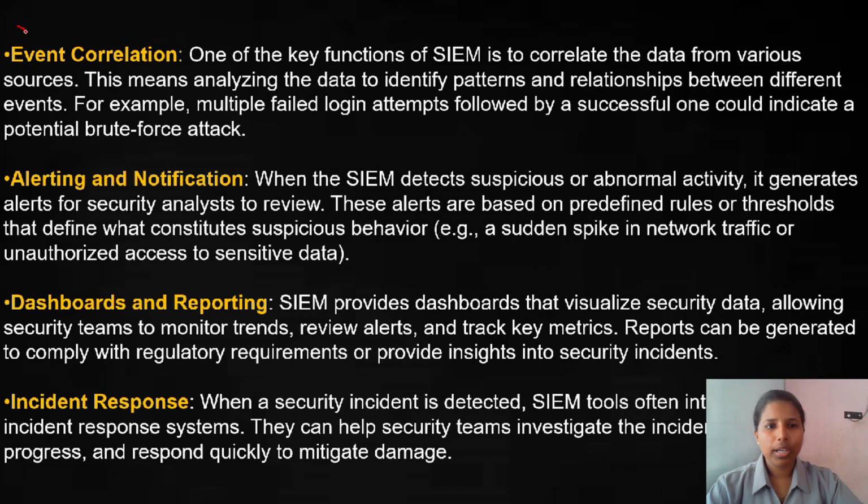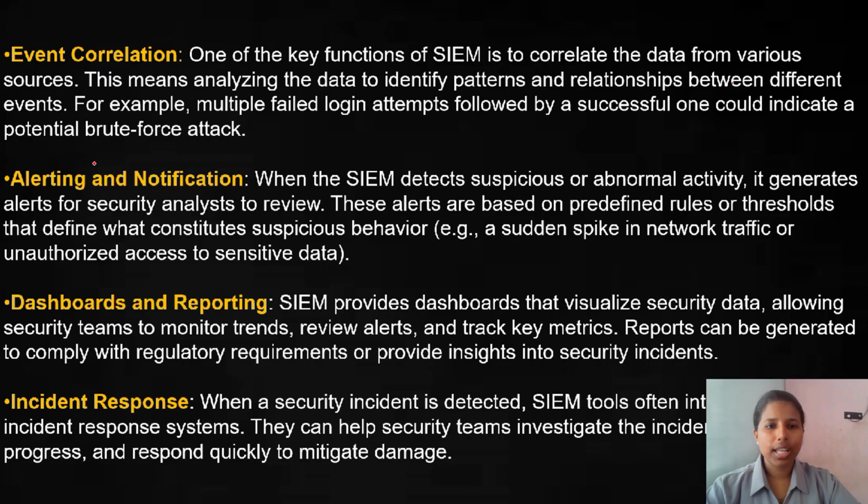And the next, the fourth one, is event correlation. That is one of the key functions of SIEM, to correlate the data from various sources. This means analyzing the data to identify patterns and relationships between different events. For example, we can check if there are multiple failed attempts, which would indicate a brute force attack. So with event correlation, we can analyze the data and identify which pattern has occurred. We can find the relationship, find which attack it is and what is happening, so we can solve the issue by identifying it.